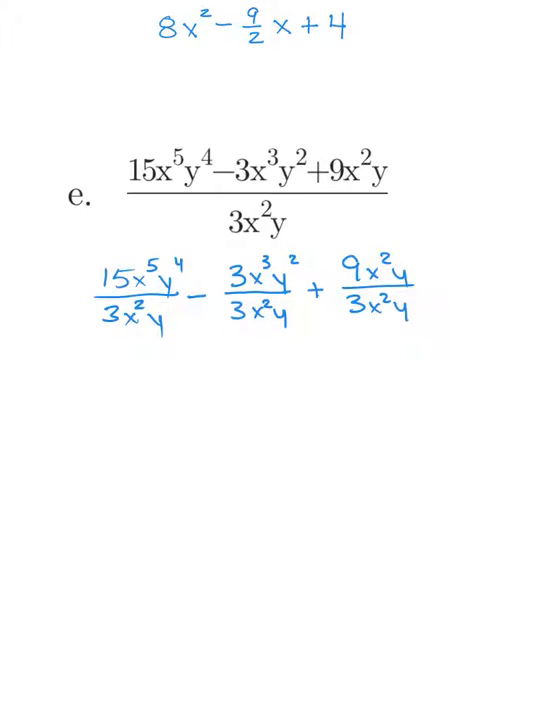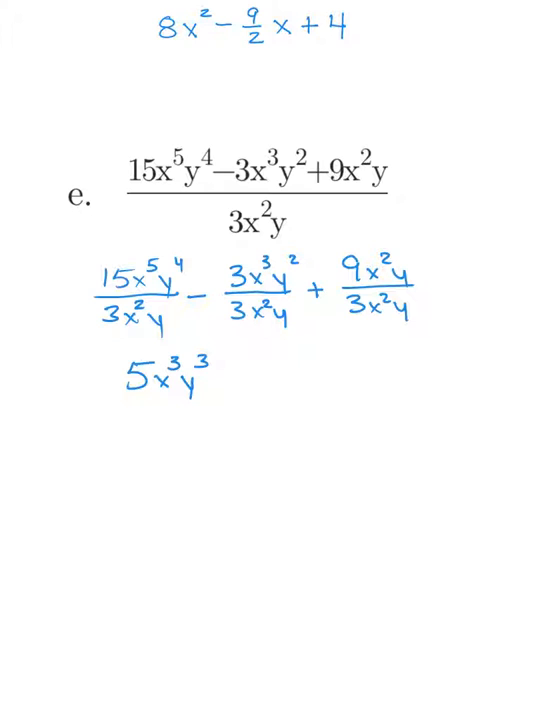Now we want to simplify each fraction. So 15 divided by 3 is 5. And for each variable, we're going to simplify it. So if we have 5 x's on top and 2 on bottom, we can cancel out 2, leaving me with x cubed. For the y's, y to the 4th divided by y. If I have 4 y's and I cancel out 1, I am left with y cubed. And that's our first fraction.